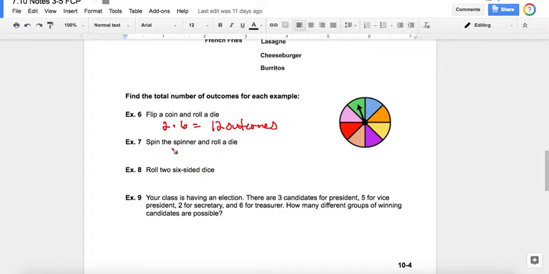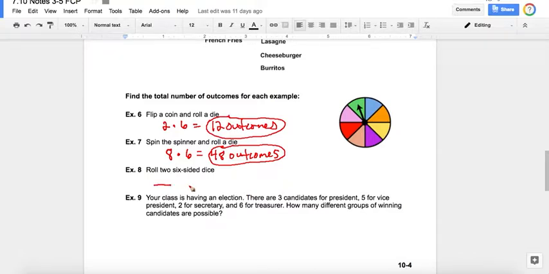Okay, now example number 7 says spin the spinner and roll a die. So how many different colors are on the spinner? That's correct, 8. How many sides are on a die? That's correct, 6. And 8 times 6 is 48. So there's 48 outcomes. And I always like to circle my final answer.